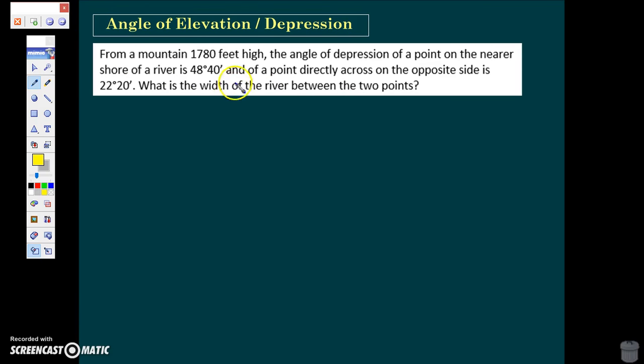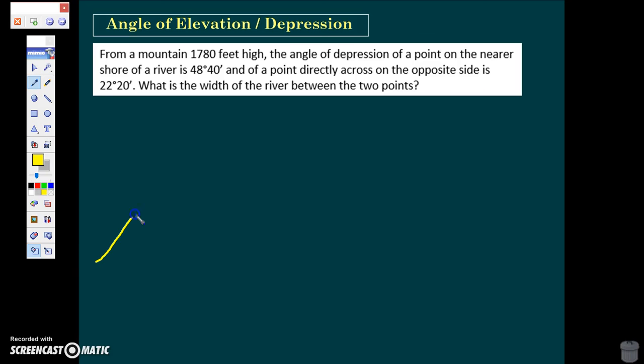From a mountain 1,780 feet high, the angle of depression of a point on the nearest shore of a river is 48 degrees 40 minutes, and of a point directly across on the opposite side is 22 degrees 20 minutes. What's the width of the river between the two points? Now let's have just a quick sketch of what's going on.